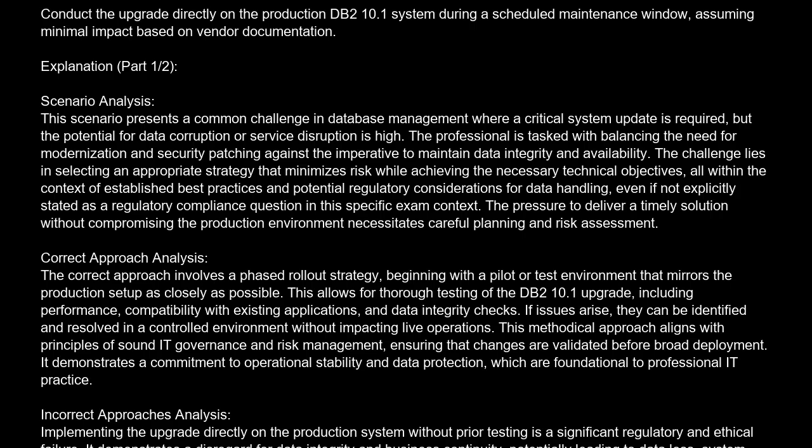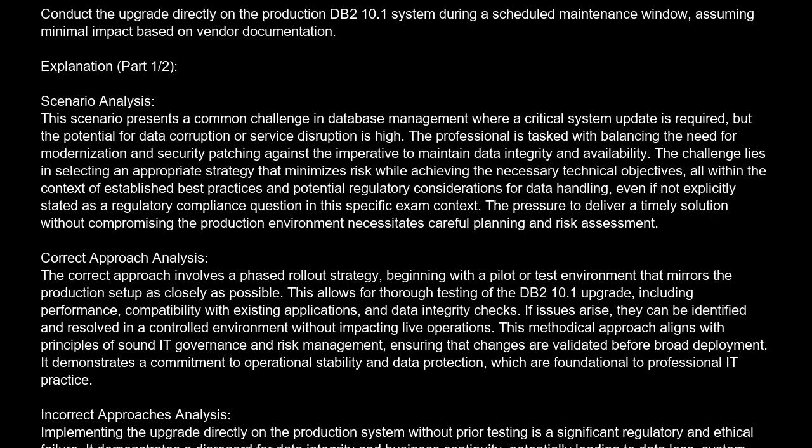This allows for thorough testing of the DB2 One upgrade, including performance, compatibility with existing applications, and data integrity checks. If issues arise, they can be identified and resolved in a controlled environment without impacting live operations. This methodical approach aligns with principles of sound IT governance and risk management, ensuring that changes are validated before broad deployment. It demonstrates a commitment to operational stability and data protection, which are foundational to professional IT practice.